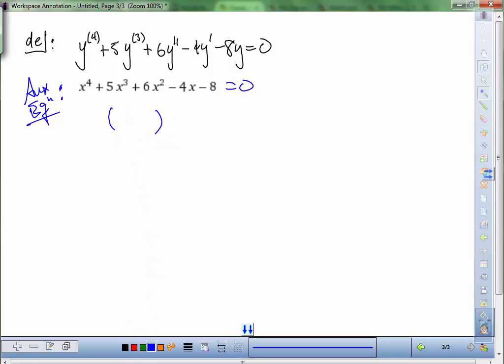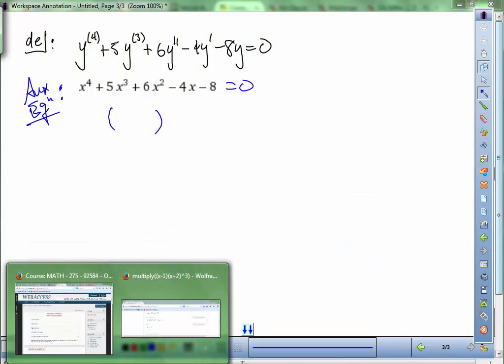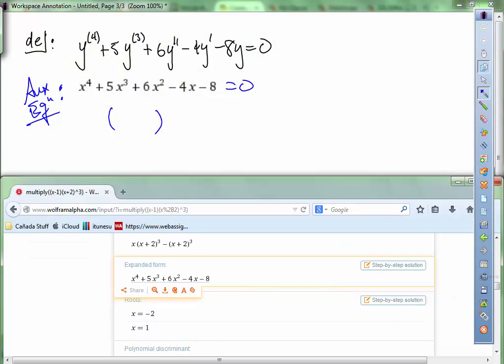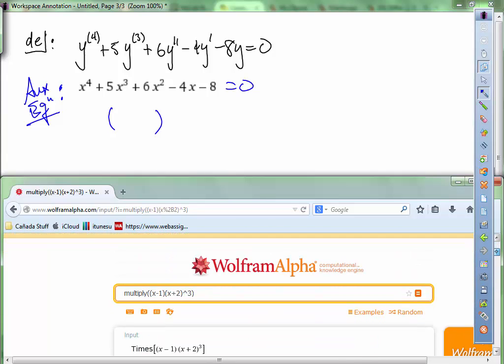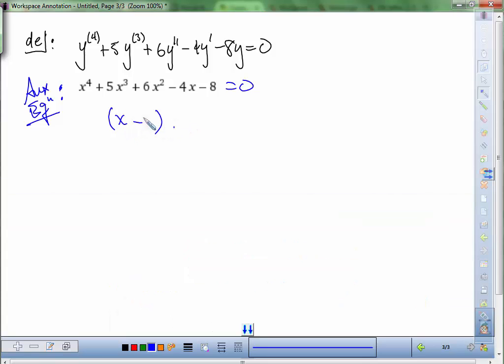So what was the original problem again? It was x minus 1 and x plus 2 to the third power. So my roots are 1 and negative 2, and negative 2 is multiplicity 3. I guess I should have used m for these things, right? We've been using m. Sorry. Let's change all that.